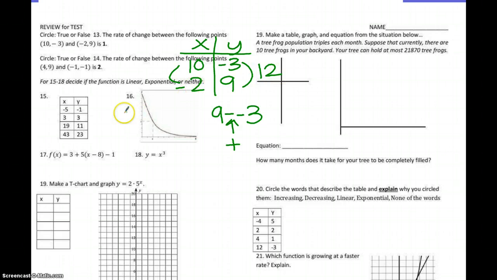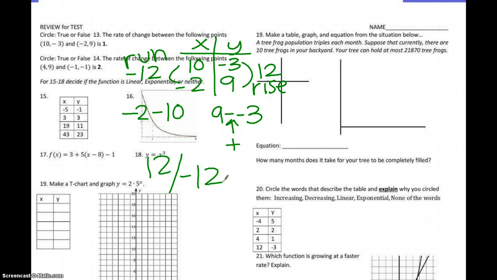On this side, we got -2, take away 10. So I'm down 2, down 10 more is down 12. So I got rise over here, run over here, 12 over -12. If you divide those out, you get -1. So look at the answer here. It says it's a positive 1, so we have to say that this is false for the answer.